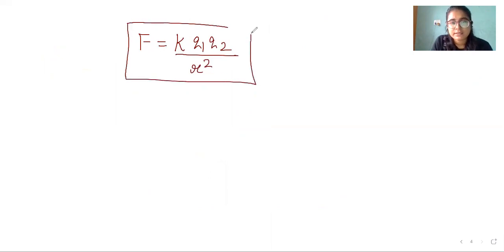For the proportionality sign, if we put an equal sign, then there will be a constant of proportionality. That would be K. So the force of interaction between these two charges will be equal to K Q1 Q2 divided by R square. This is the magnitude of the force, and you can say this is Coulomb's law written in magnitude form.